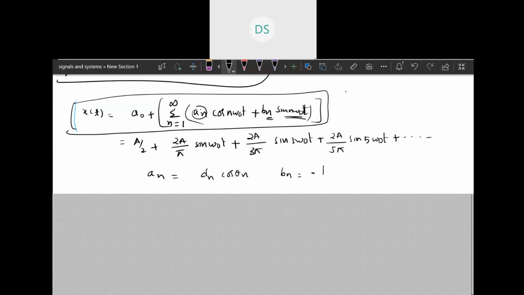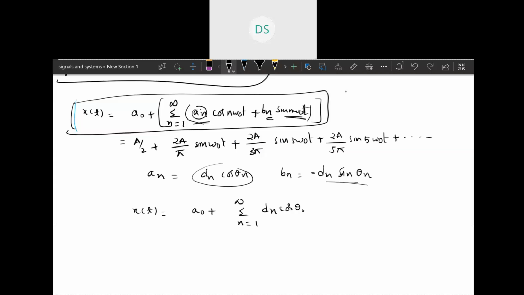Then x of t is equal to a naught plus sigma n is equal to 1 to infinity. In place of an I'm writing dn cos theta n cos n omega naught t. Okay, in place of bn I'm writing minus dn sin theta n. It will be sin theta n and then sin n omega naught t, isn't it?